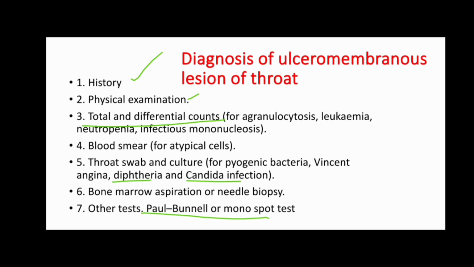That's it. In this video, we saw the differential diagnosis of the membrane over the tonsil, that means what are the other diseases that cause a membrane over the tonsil: membranous tonsillitis, angina, infectious mononucleosis, candida, malignancy, agranulocytosis, and leukemia. And we also saw in the diagnosis of ulceromembranous lesion of the throat how to start the examination and what investigations we have to do for the membrane over the tonsil.